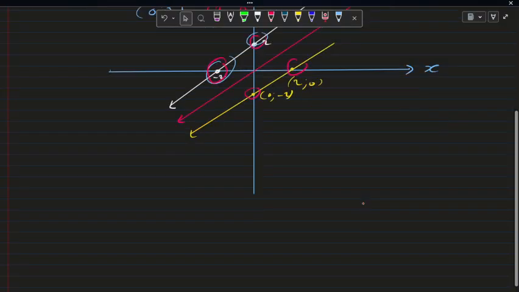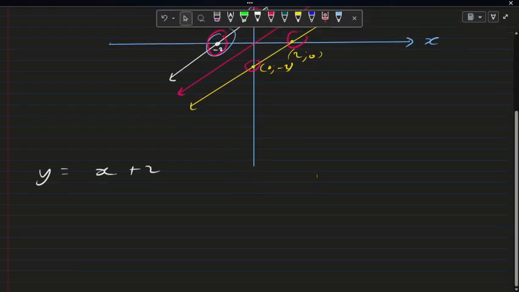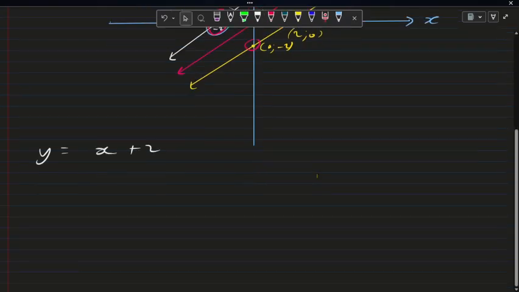Okay, let's do that. The equation of the function that they gave us is y is x plus 2, right? So to determine the equation of the inverse function, number one, we have to swap the variables. So the x will become the y, and the y will become the x.